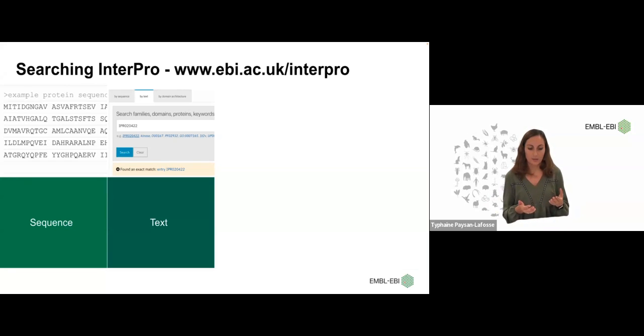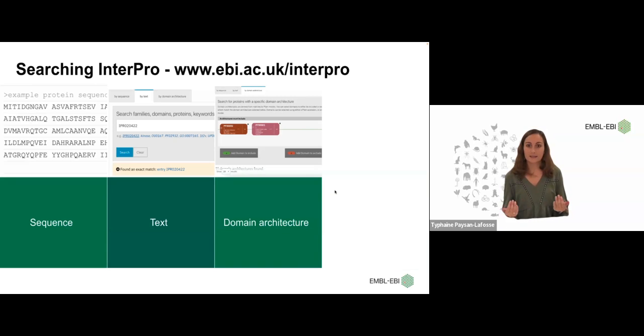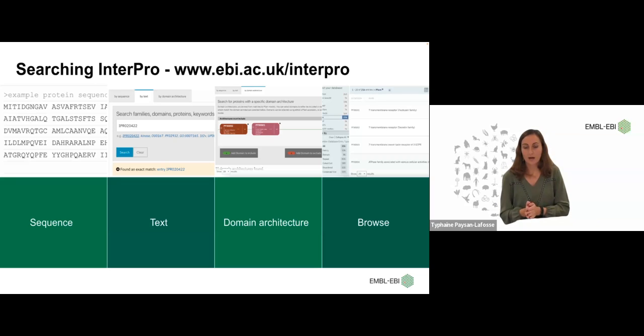And this will give you an exact match if you have used an identifier and we have this information in our database, and a list of InterPro entries and models that are matching the text that you have searched. If you are interested in the composition in terms of domains for your protein, you can use a search by domain architecture to search for those particular domains and order them. This will give you the list of proteins that match this particular domain arrangement. And finally, we also have a browse feature which allows you to filter the data using different criteria.